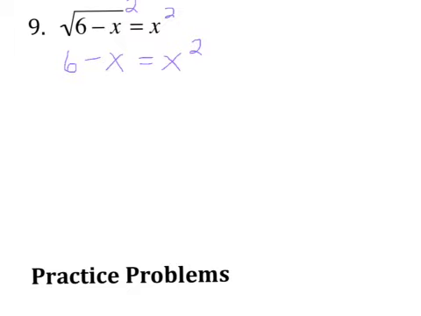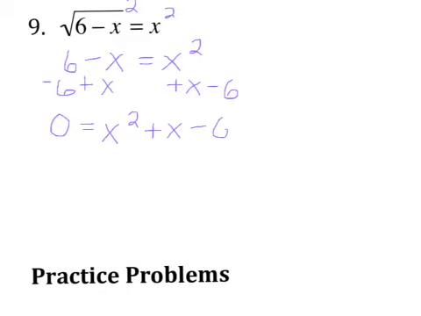In this case, what we have to end up doing is adding the x and subtracting the 6 to the other side. So we have 0 equals x squared plus x minus 6. Do you remember how to solve an equation that looks like this? If you said factoring or the big X, you are correct.